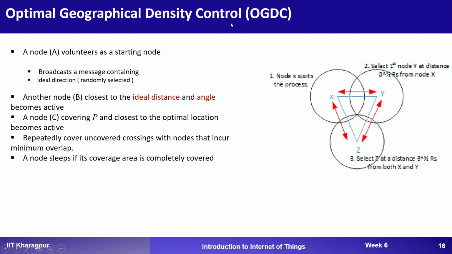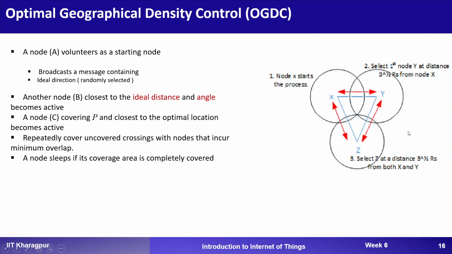In optimal geographical density control, a particular sensor node voluntarily broadcasts a message. Actually, all the nodes present in that field wait for a particular amount of time. If no one is sending any message, then any node can send a broadcast message telling that it is the starting node and is going to start the process. Once it is done, the node which is at a distance of root 3 times RS will receive the message. Then that node gets active, and the same process takes place for the other nodes also. For example, I'll show you in the next slide.